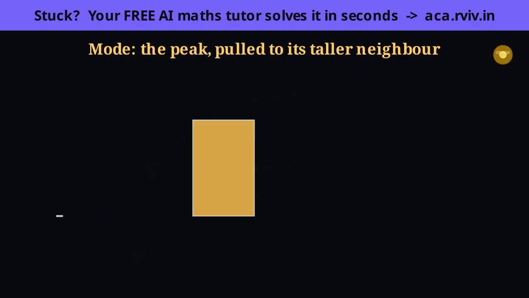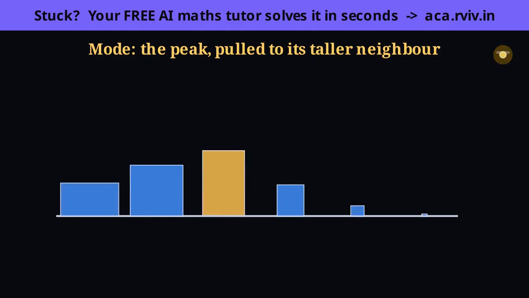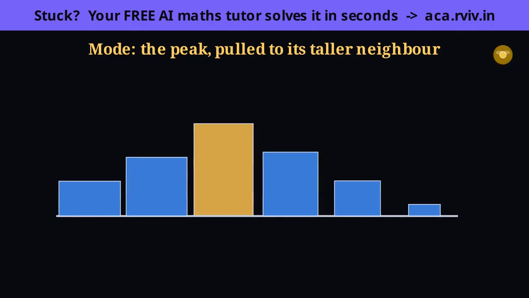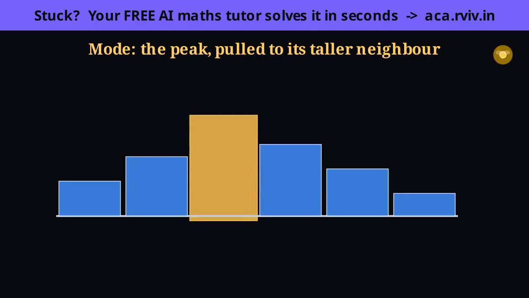The mode answers yet a third question, not the balance, not the middle, but what value happens most often? And that one you can read off the histogram at a glance. It lives inside the tallest bar, the class with the highest frequency. Here that's the third bar, standing head and shoulders above the rest. So the modal class is easy. The only subtlety is pinning down the exact value inside that class.